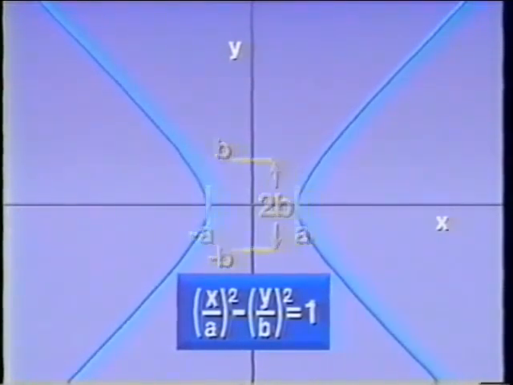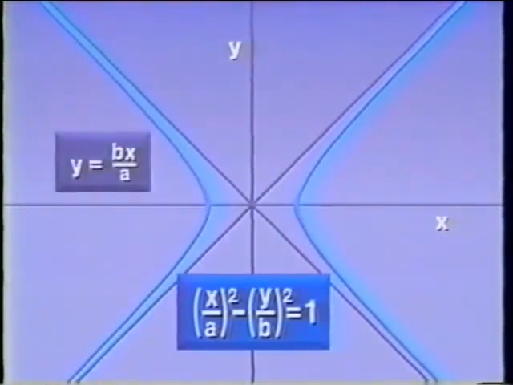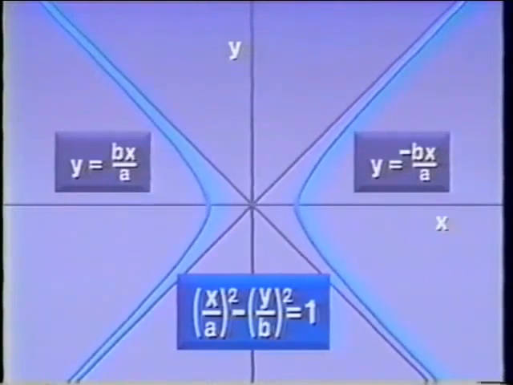The equations of the asymptotes can actually be determined directly from the general equation. They are y equals bx over a and y equals negative bx over a.